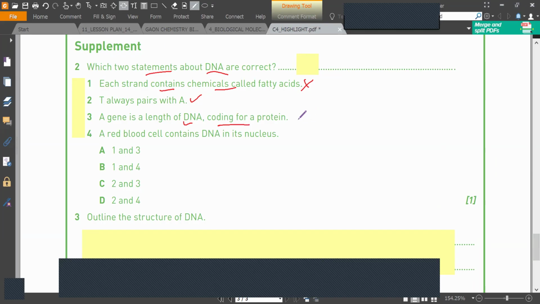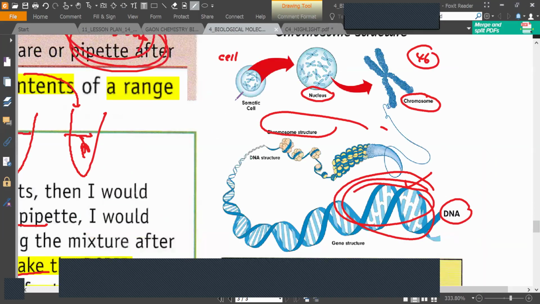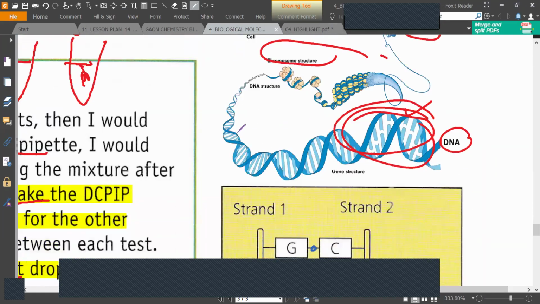Yes. So this one we didn't mention, but that is the case. A gene is a length of DNA. For example, if we take one part, this is what we call a gene. So this is maybe the gene for the color of the eye, or color of the hair, something like that. So we have a gene for each and everything.